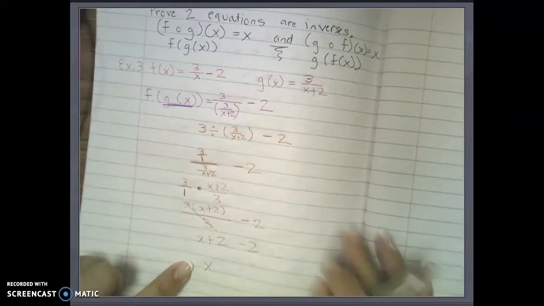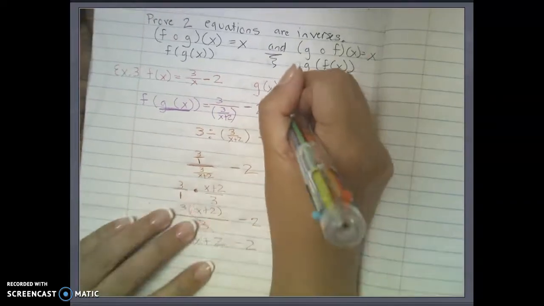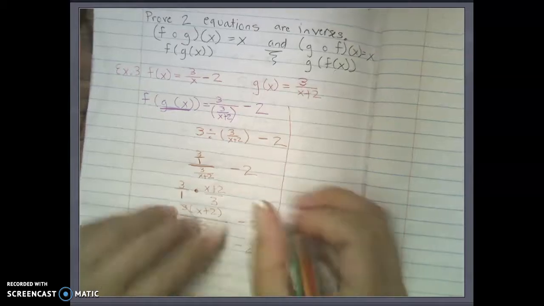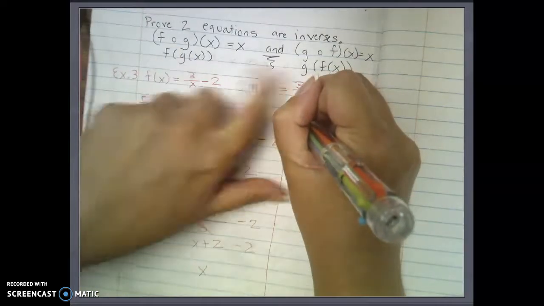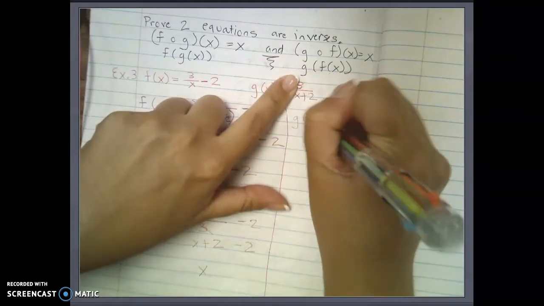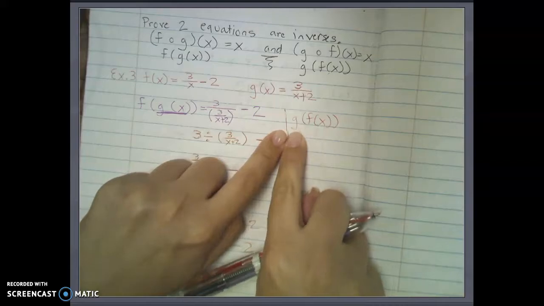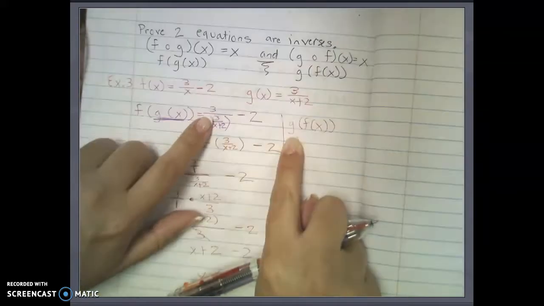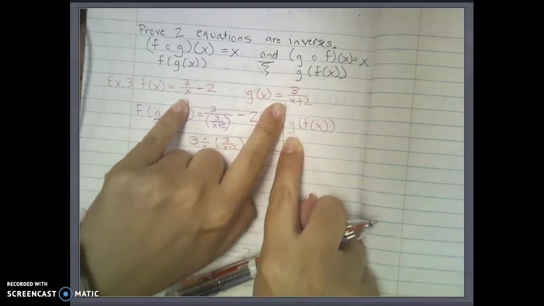Sorry. So now we have to prove the opposite. Let's see if I can fit it right here on the side. We proved this one is true. Now we have to prove the opposite. We have to prove g of f of x is also equal to x. So what function am I going to start with? G. And what am I plugging into g? F of x.